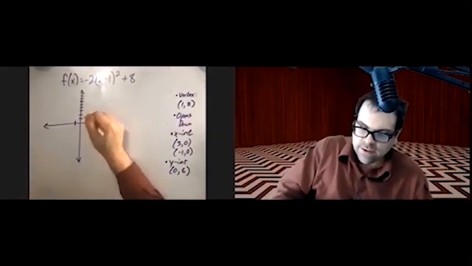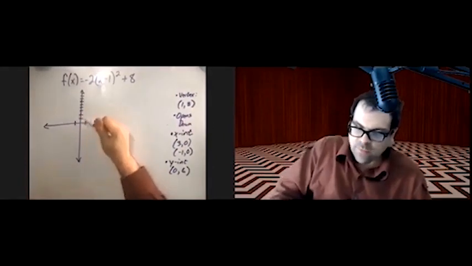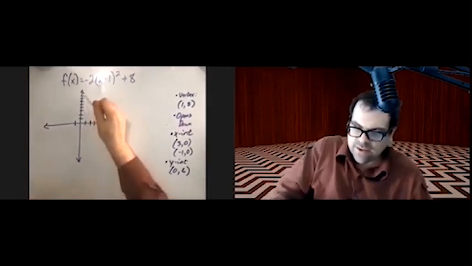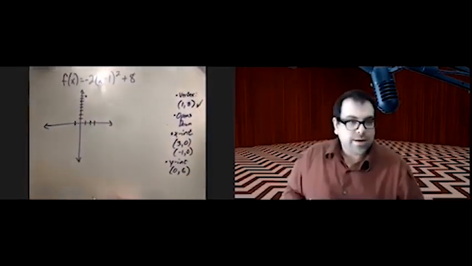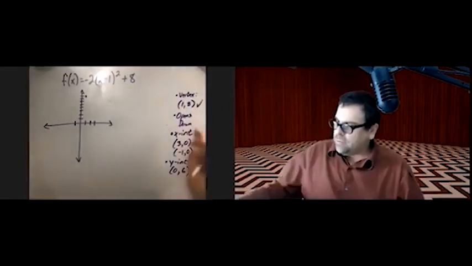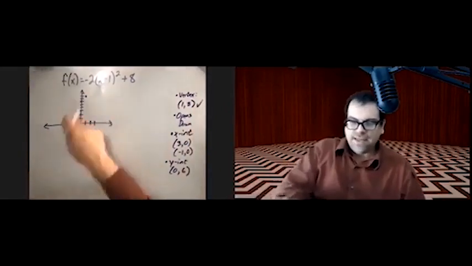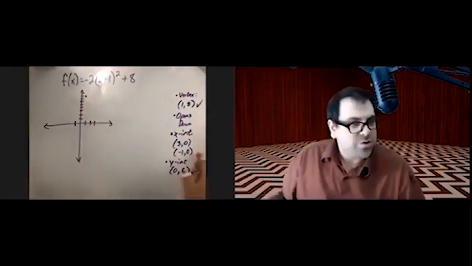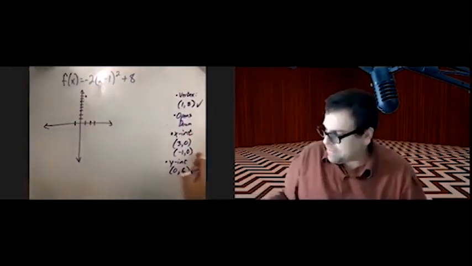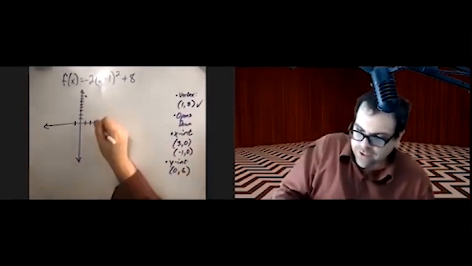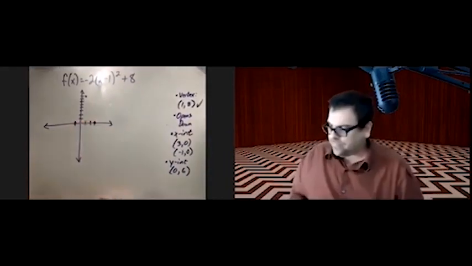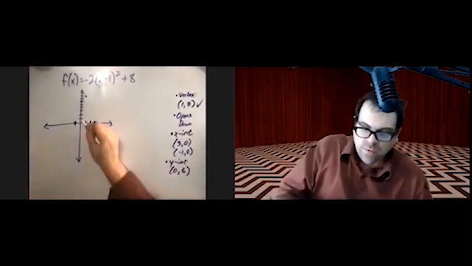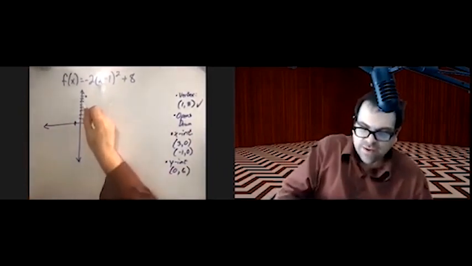Vertex 1, 8. So 1 over on the x and then up 1, 2, 3, 4, 5, 6, 7, 8 to get that point. Plotted. It opens downward, so we're expecting it to hit the x-axis twice. That's why we have two x-intercepts. At 3 and at -1. The y-intercept happens at 1, 2, 3, 4, 5, 6.